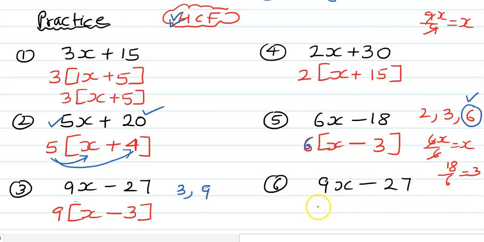Okay, 9 outside here. So I'm going for the highest common factor. 9x divided by 9 is x, and 27 divided by 9 is 3. So 9x minus 3. So guys, I hope this is okay. Now in the next questions, we are going to see some different problems here. So please mark your answers and get ready for the next questions.